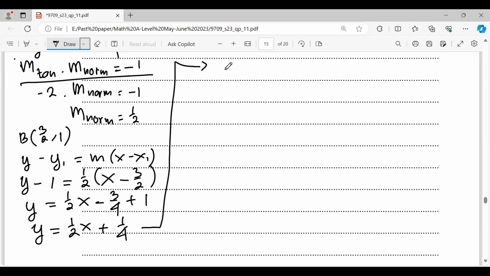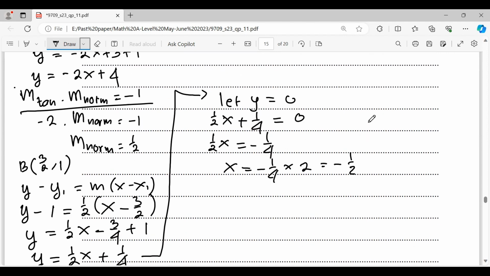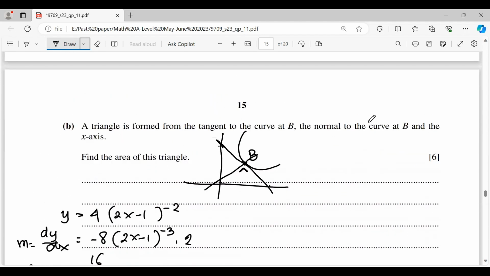Okay, I'm going to continue here. Let y equal 0. So if y equals 0, it's going to be half x plus 1/4 equals 0. So half x equals negative 1/4. x equals minus 1/4 times 2, minus half. So this is minus half. It is the point between this normal straight line and the x-axis.